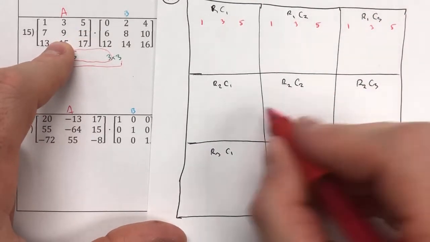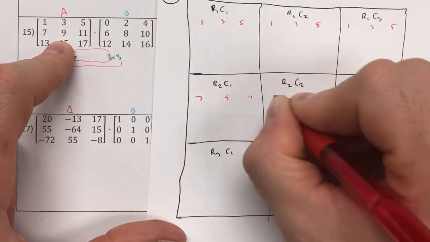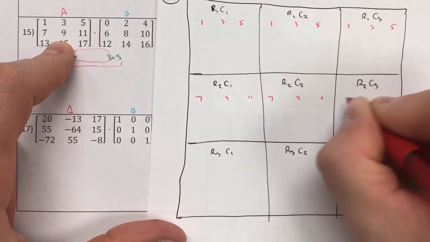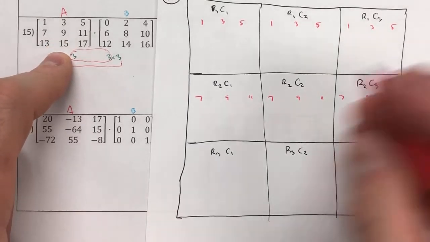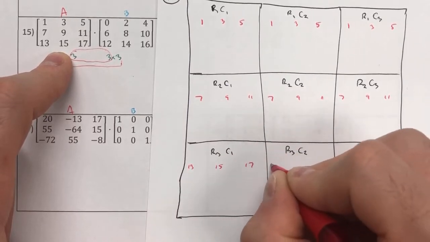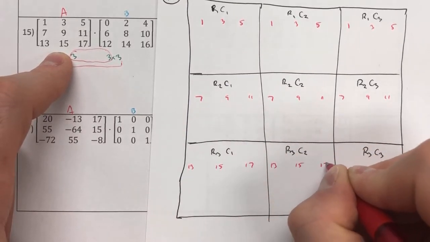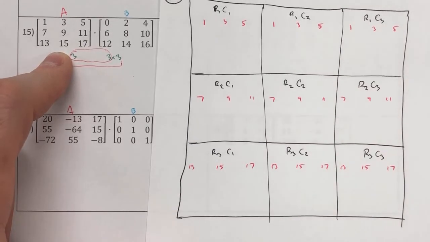I'm going to put a 7, 9, and 11 in all of row 2. I'm going to put a 13, 15, and 17 in row 3.